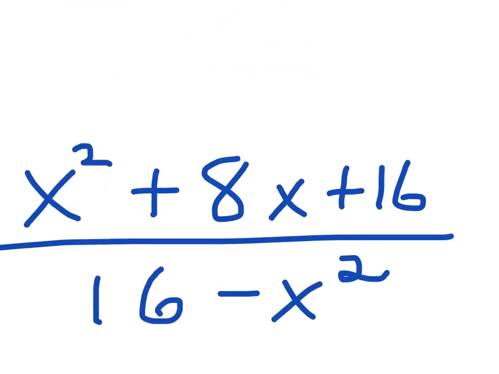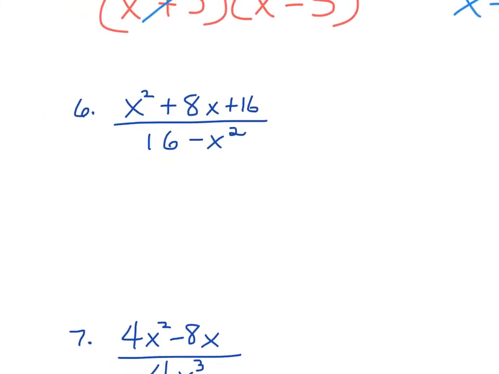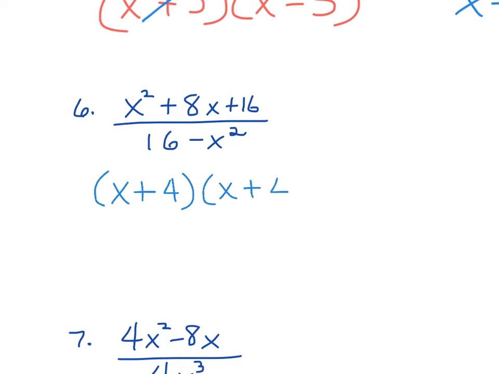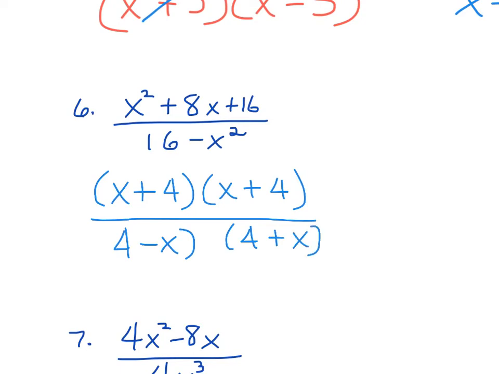Let's try number 6. This was last night's homework, this top part. What will the numerator factor into? X plus 4 squared. Perfect. That is a perfect square trinomial. So I can either write it as x plus 4 squared, but just so I have things to cancel out, I'm going to write it as the two binomials. Then the denominator is what? The difference of two squares. So 4 minus x and 4 plus x.